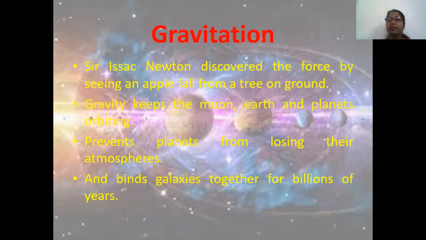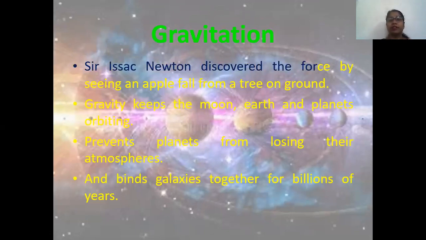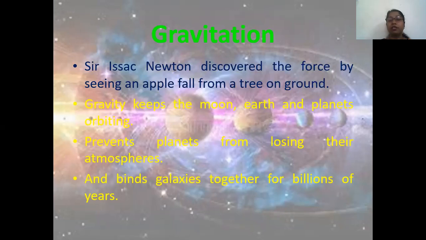Now, Sir Isaac Newton, when he observed an apple falling from the tree to the ground, wondered why the apple did not fly off horizontally or go vertically upwards. Why was it directed in the downward direction? So he concluded after great thought that it was Earth's gravitational force.